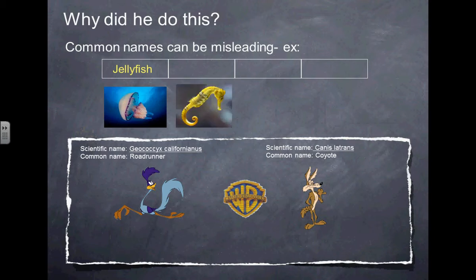What's that? Horse. Hey, is it a real horse? No. No. What is it? Fish or something? Yeah. So again, the name seahorse is misleading. It's not a horse.